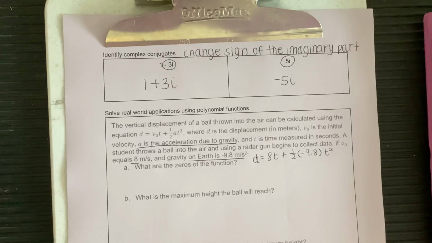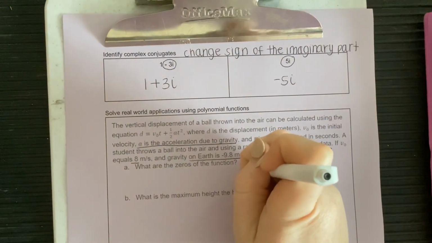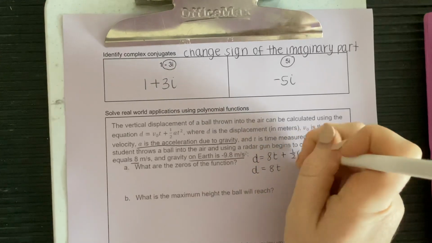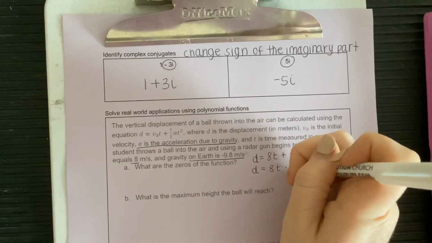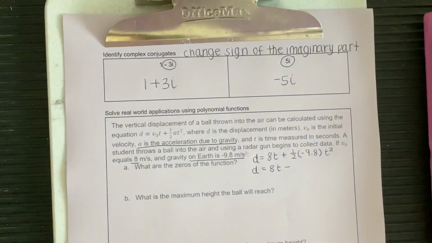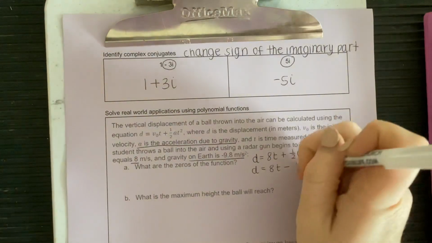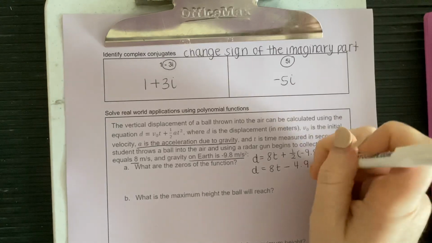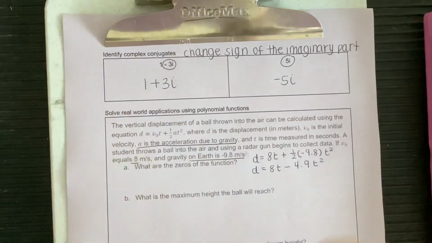If you don't do that, you're never going to be able to solve it because there's going to be way too many variables. So now D is equal to 8t. If you actually multiply this out, you're going to get minus half of 9.8, which is 4.9 t squared.